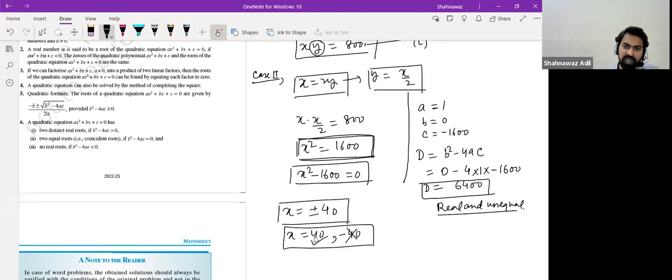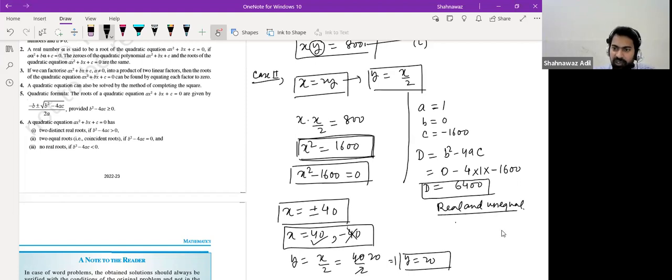So if x is this length 40, then the breadth would be x by 2. So that would be 40 by 2, so 20. So the dimension of the rectangular park, or whatever mango grove he is making, would be 40 meters and 20 meters. Okay. So this was the third question.